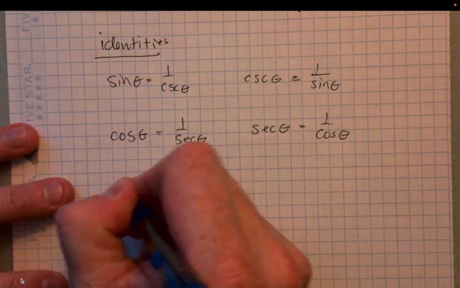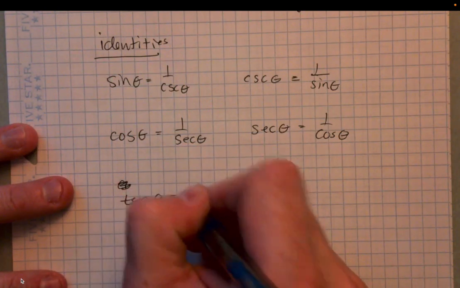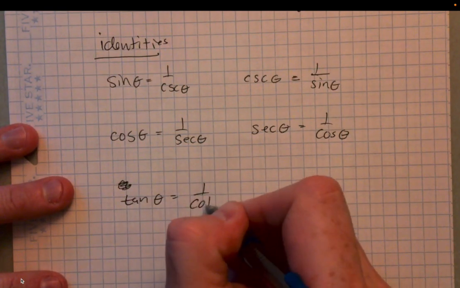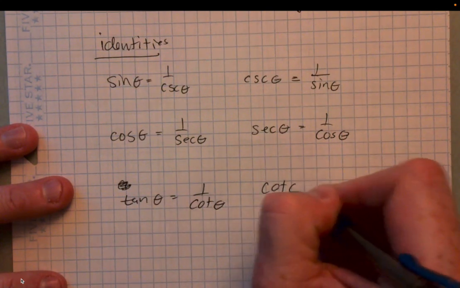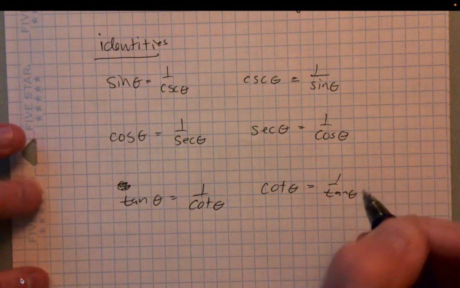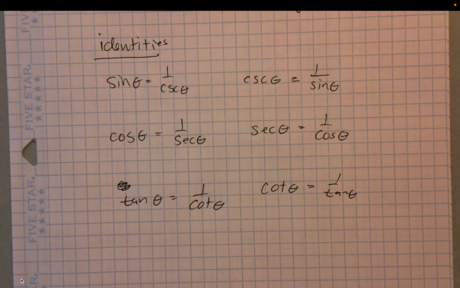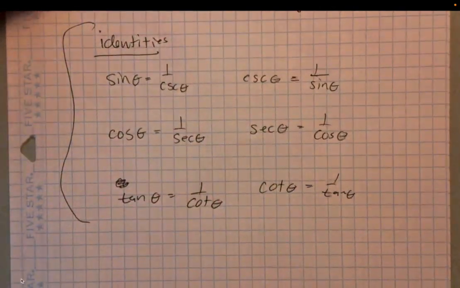And again, for the same reasons, you could use the same derivation. The tangent of theta is equal to 1 over the cotangent of theta, and the cotangent of theta is 1 over the tangent. Okay, so you've got these 6 reciprocal identities. This is a way of writing a trig function in terms of another trig function, and this can be extremely helpful as we're working through identities and trying to solve different trig functions.